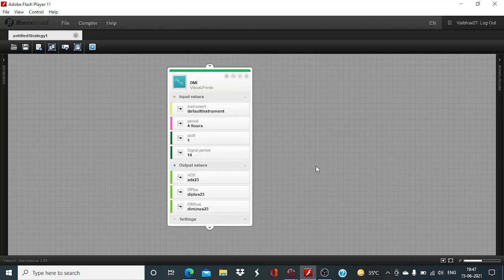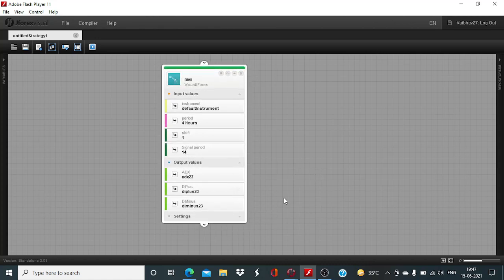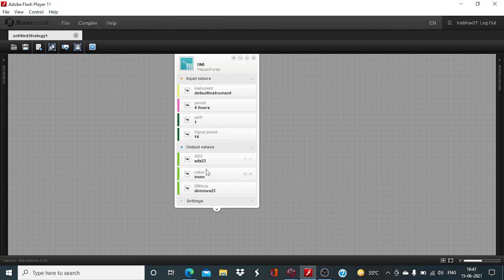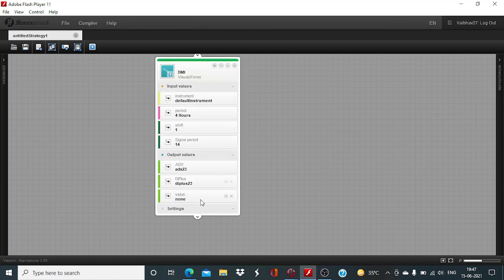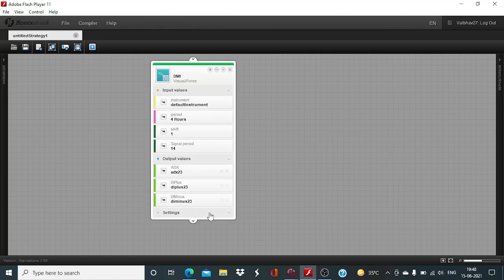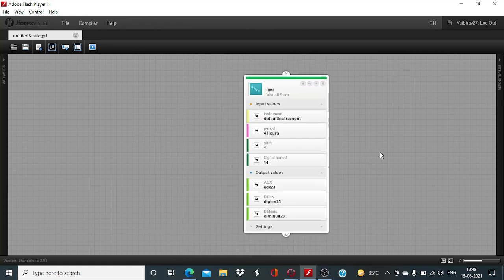Signal period, I will leave it as it is, default value of 14, and then depending on these input values, we are going to get the ADX, DI plus, and DI minus. ADX gives us the idea of the strength of the trend, and these two values give us the idea for the direction. Whenever we have the DI plus above the DI minus, that means the underlying momentum is more favorable for bullish trades, and when we have DI minus above the DI plus, that means the underlying momentum is bearish. So we will be utilizing these output values to define the conditions.